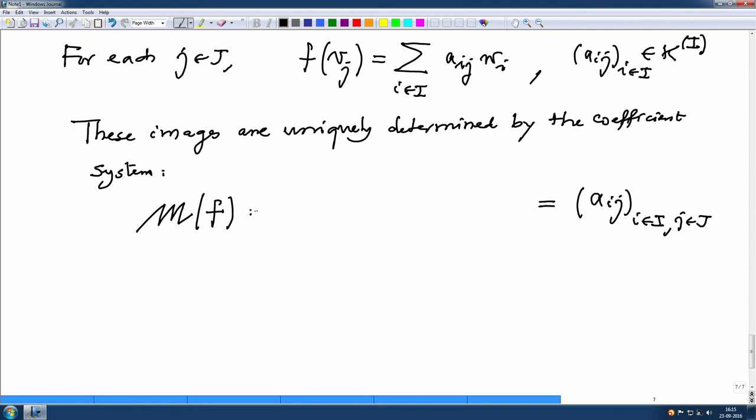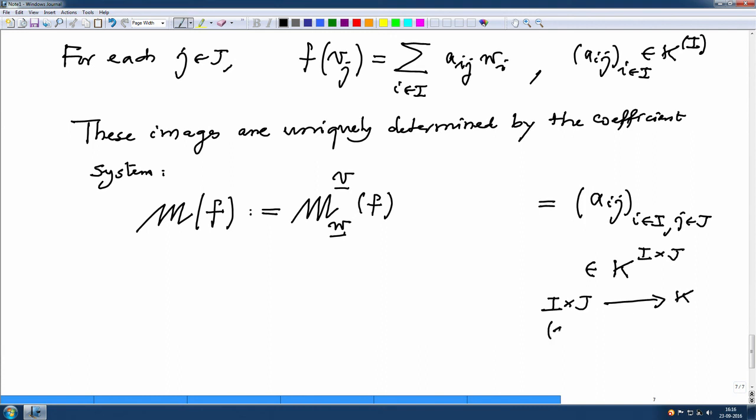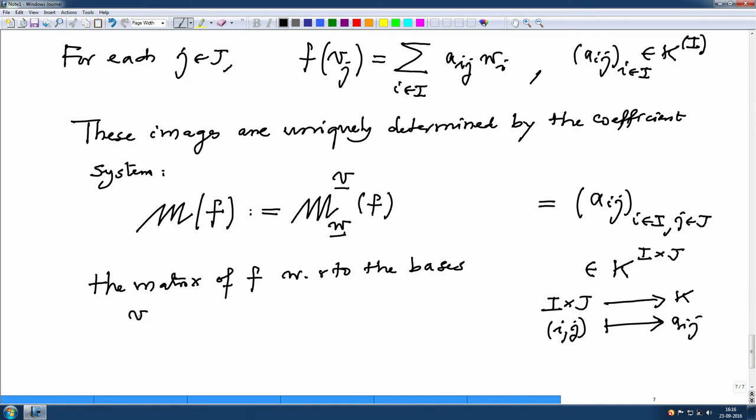So, what is M(f)? By definition it depends on the bases V and W. So, I have to write the notation M with V and W of f is this, and this is actually in k power I cross J. Think of it as a function from I cross J to k, a tuple (i, j) goes to a_ij, and this is called the matrix of f with respect to the bases V and W respectively.